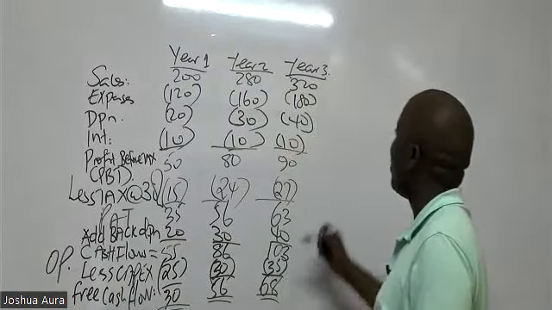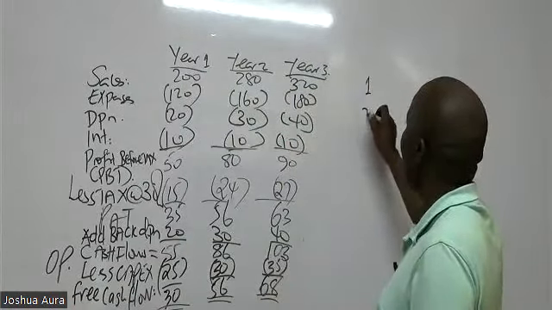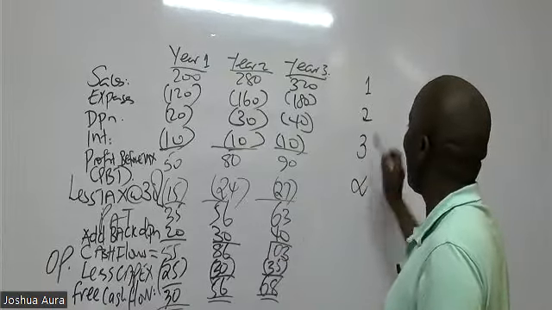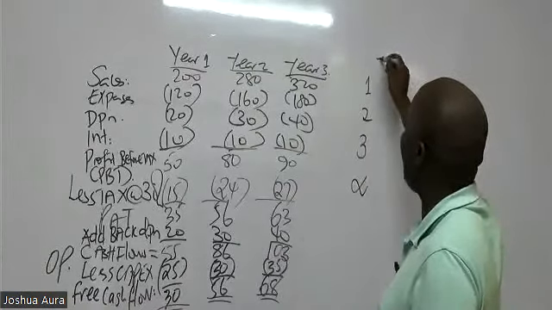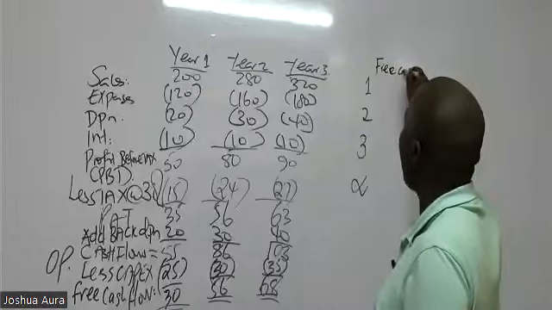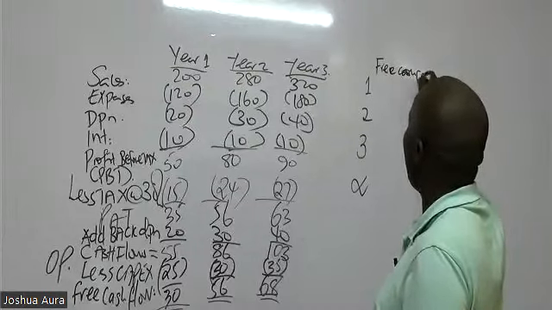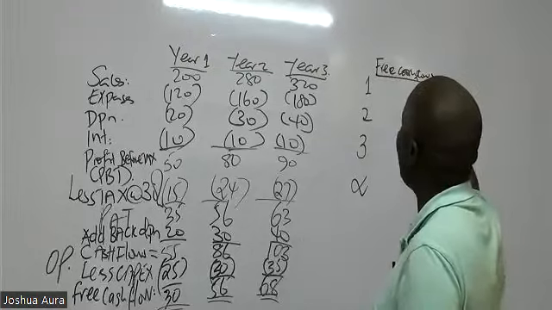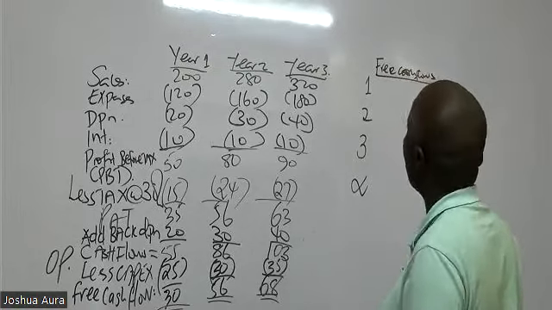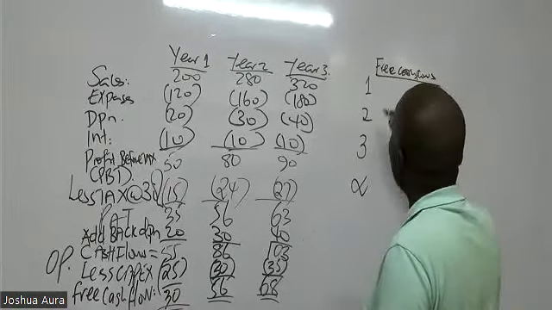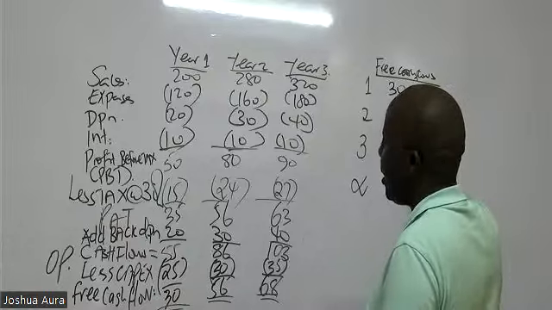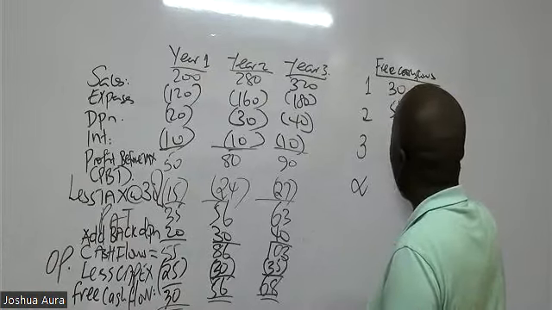Lasa ukuje usimamishe na useme year 1, year 2, year 3 na kuna infinity. Sasa hapo weke free cash flows are the ones we use for valuation purposes. For valuing target companies, we shall be using free cash flows. So we have 30, 56, and then we have 68.